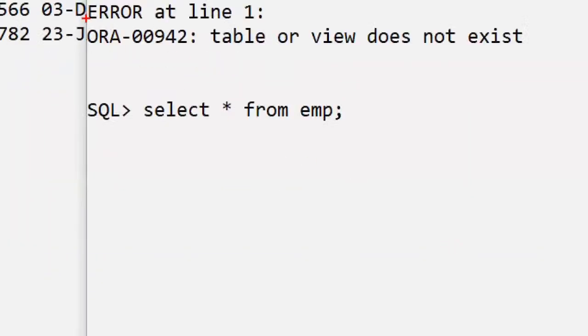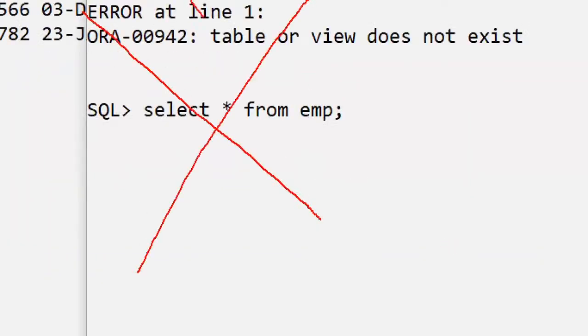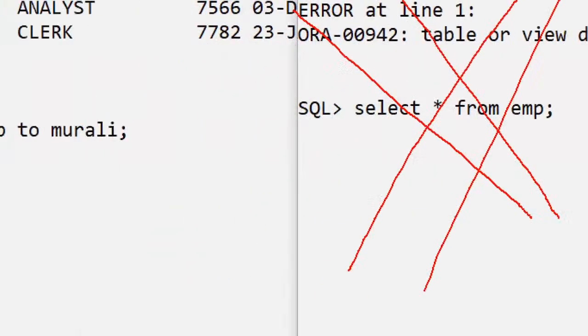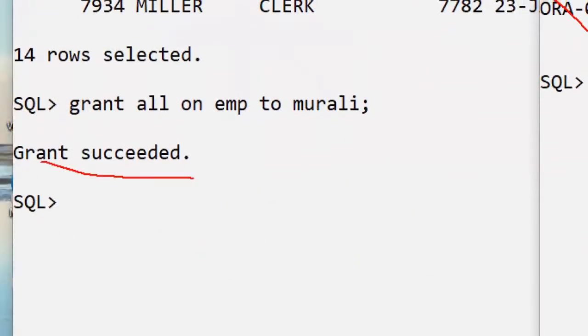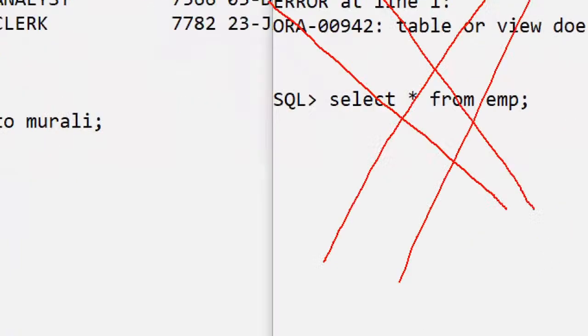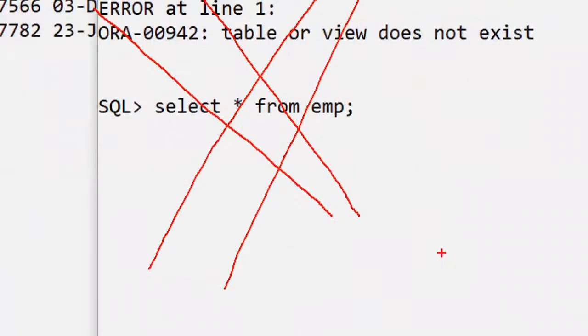But it is impossible. That is the beauty of the relational data model. Impossible. Here grant is succeeded. Now, why is it not possible? That purpose only they are giving a permission. I also imagined like that only. So how is it not working? What is going on? We are imagining, but unfortunately this is not working. Why it is not working, observe here.